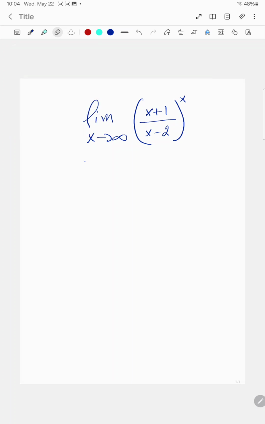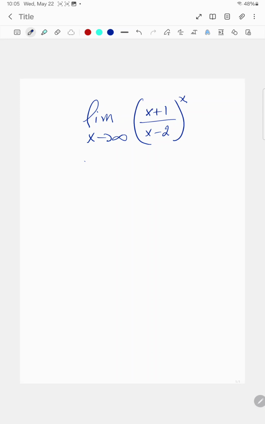In this video, we will study the limit when x goes to infinity of ((x plus 1) divided by (x minus 2)) all to the power of x. Well, when x goes to infinity, I would have infinity divided by infinity. It's indeterminate, and even if it is infinity to the power of infinity, because that x is to the power of x, which goes to infinity, it's undetermined.